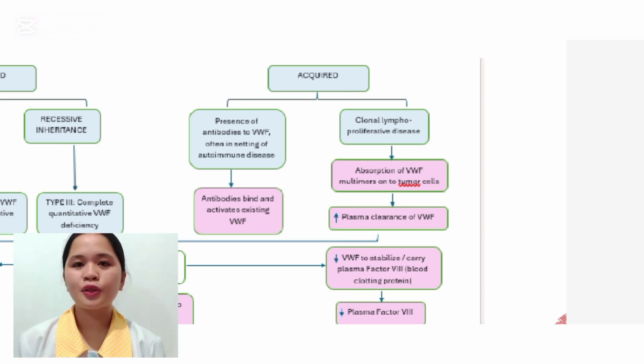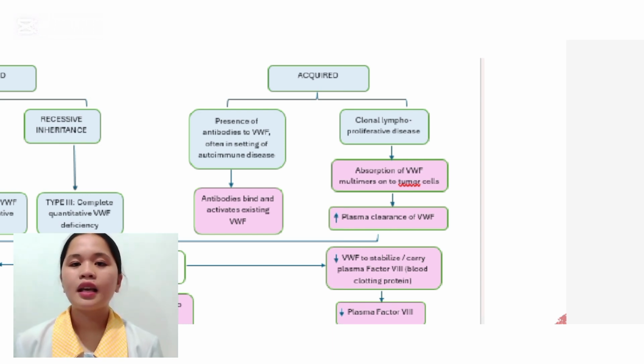And this results in the absorption of von Willebrand multimers into tumor cells. Tumor cells in clonal lymphoproliferative diseases can absorb the von Willebrand factor multimers, which are the larger, more active forms of von Willebrand factor essential for proper clotting. This absorption removes the von Willebrand factor from the bloodstream, reducing its availability and function in normal hemostasis or blood clotting.